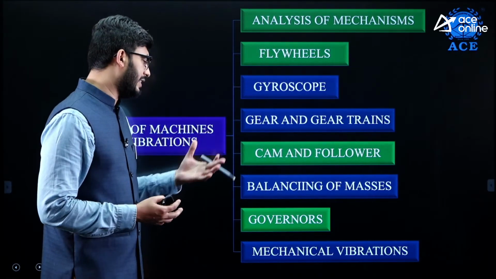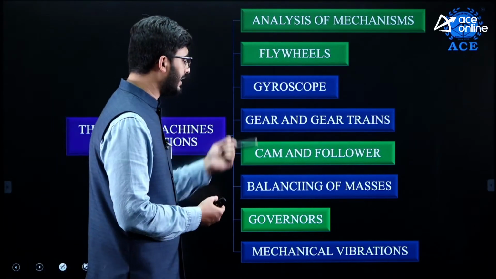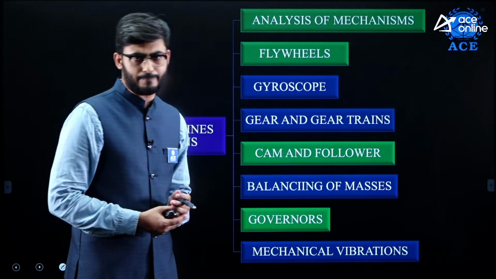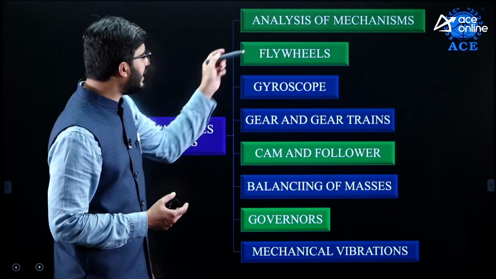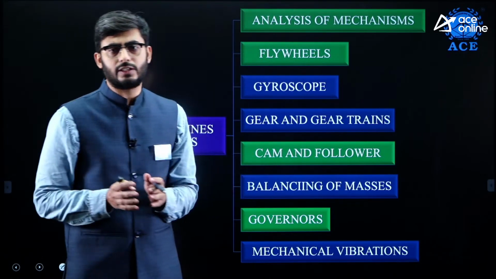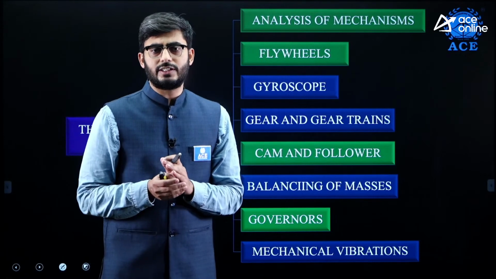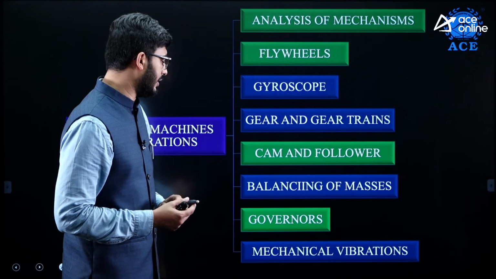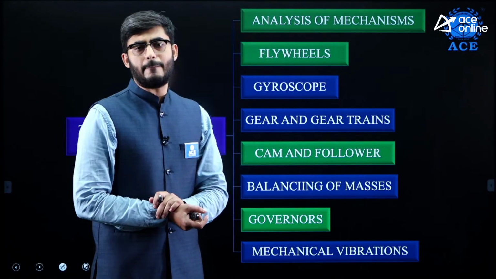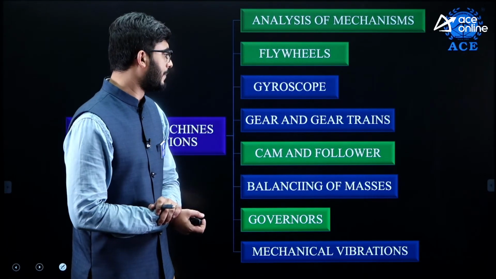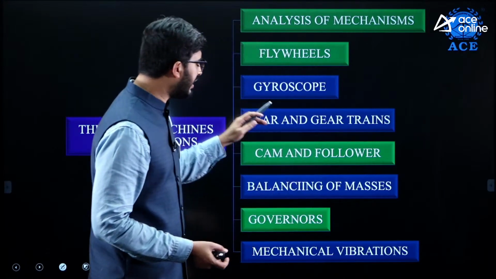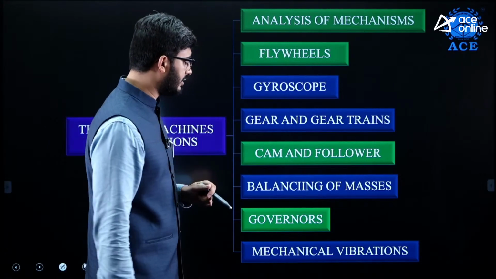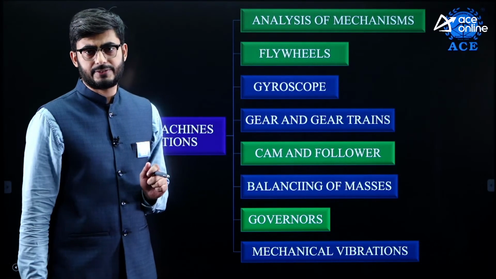Now guys, you can see some of the topics are highlighted in green color, and some of them are highlighted in blue color. What I mean to say is, the green color topics are common to mechanical and production and industrial engineering, whereas the topics in blue color are for only mechanical guys.